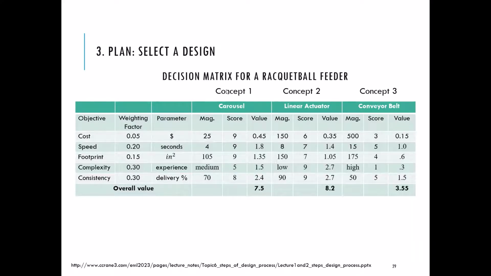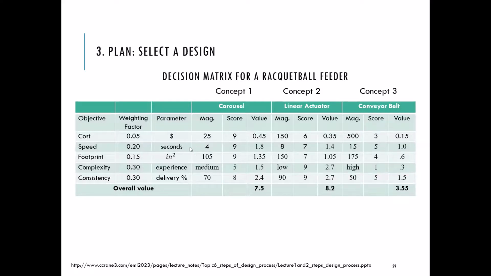And from there, we have all 3 concepts. We've got the carousel, we've got the linear actuator, and we've got the conveyor belt. Okay, and so each of these has 3 columns: magnitude, score, and value. The way they work is this: magnitude is the actual measured value for that particular objective. So for example, for the cost, we said it costs $25 in order to build that design. The linear actuator was $150, and then the conveyor belt was $500.